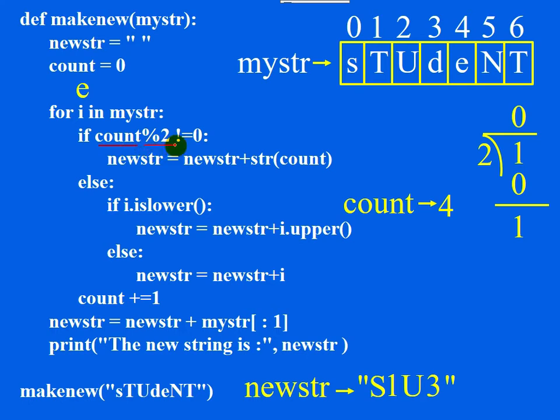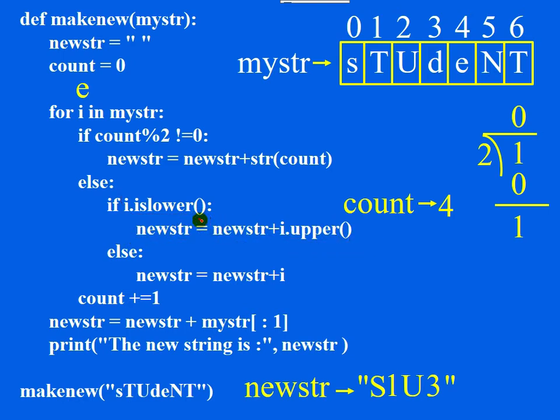4. 4 modulo 2. When you divide 4 with 2, remainder 0. 0 not equal to 0, false. So control goes to the else part. i dot islower. What does i contain? Small e. Small e is a lowercase alphabet. So islower returns true. The condition is true, so this part will be executed.